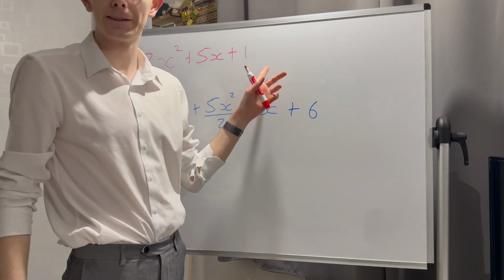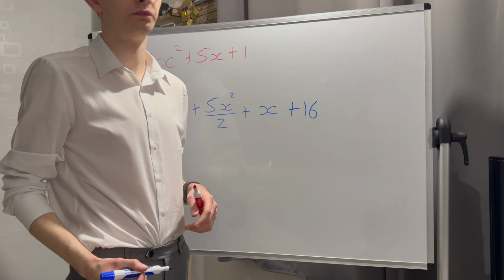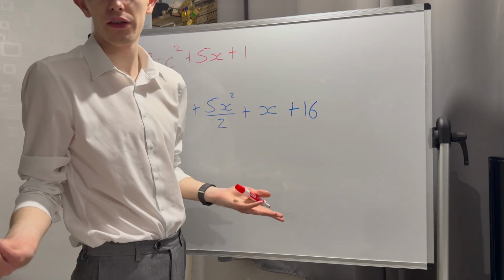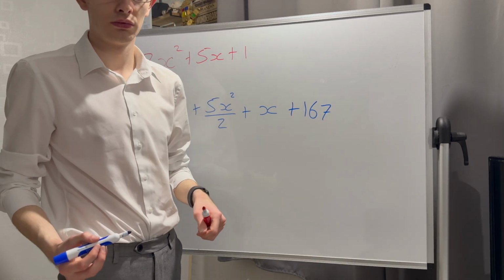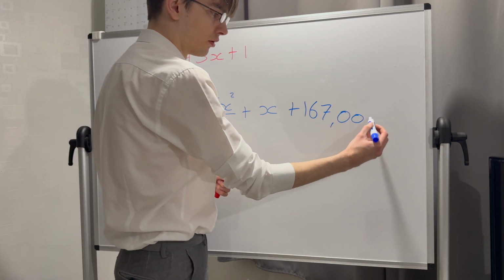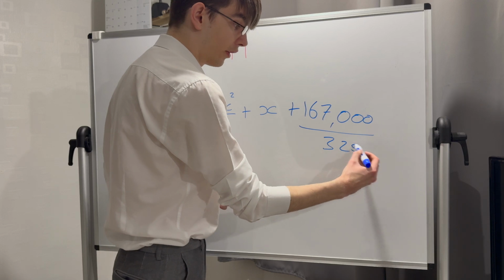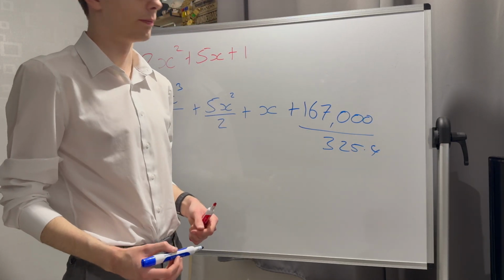So there won't be a 6. What if there was a 16? Well, there still wouldn't be anything. The derivative of 16 is 0. It'd be plus 0. It'd be nothing. What if it was 167? What if it was 167,000? What if it was 167 over 325.0.4? It's always going to be 0.